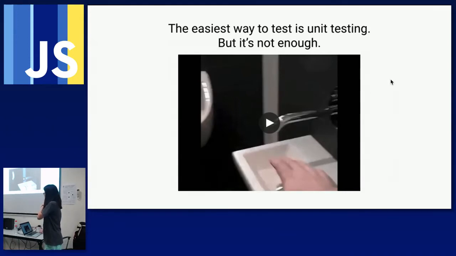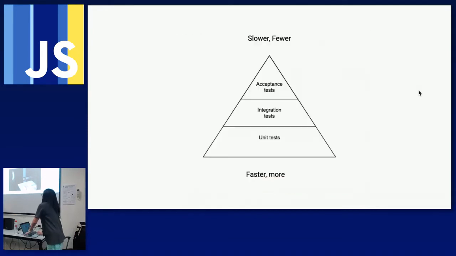So there are three layers of testing. There are unit tests at your bottom, and we have integration tests and acceptance tests. This is in a pyramid structure because what you're supposed to do is write more of the unit tests and less of the acceptance tests and the integration tests.